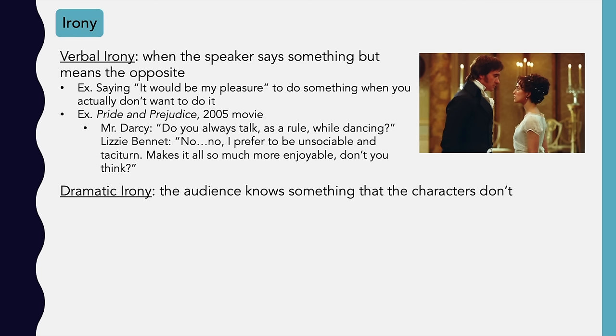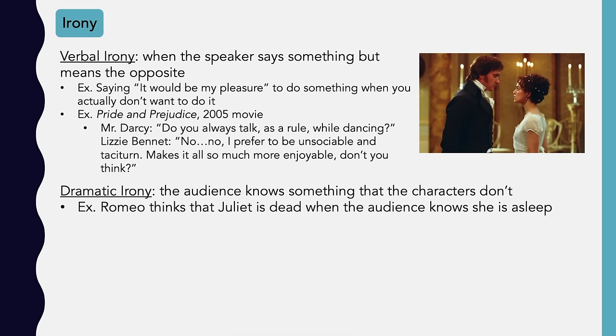Next is dramatic irony, which is when the audience knows something that the characters don't. So for example, in Romeo and Juliet, Romeo thinks that Juliet is dead, even though the audience knows that she's actually asleep, because she took a sleeping potion to fake her own death.